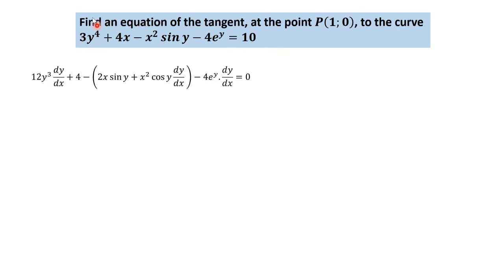So if I differentiate the first term, I get 12y cubed. Because it's y, I drop a dy dx. I move along to the next term. I differentiate 4x, gives me 4. Because it's x, I just move swiftly along.